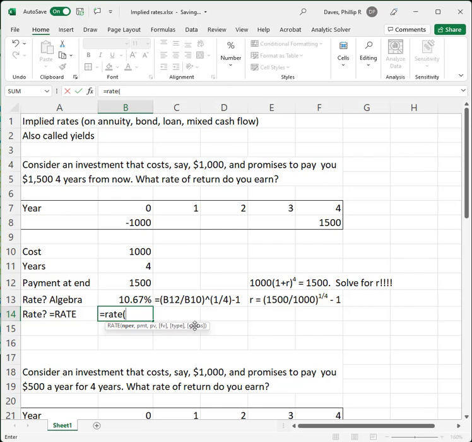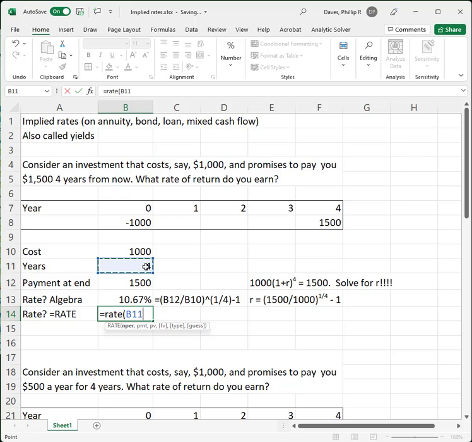We don't really need a guess most of the time. I'll explain that in just a second. But in this case, what we have is a lump sum at the beginning. That would be a present value. We have a future value, that's 1,500 at the end of year 4. We don't have a periodic payment because we don't have an annuity here. We just have years 1, 2, and 3 with zeros in there essentially. All right, so the number of periods is 4.